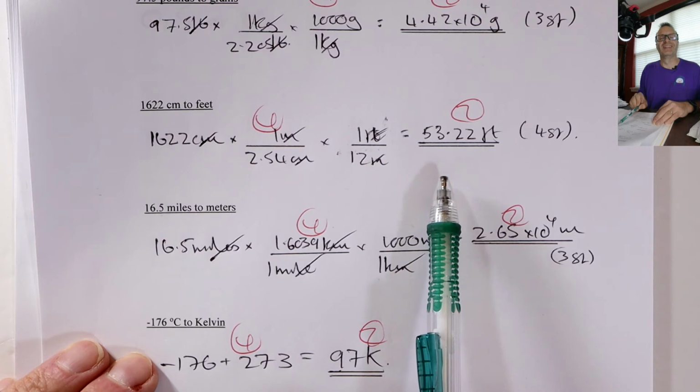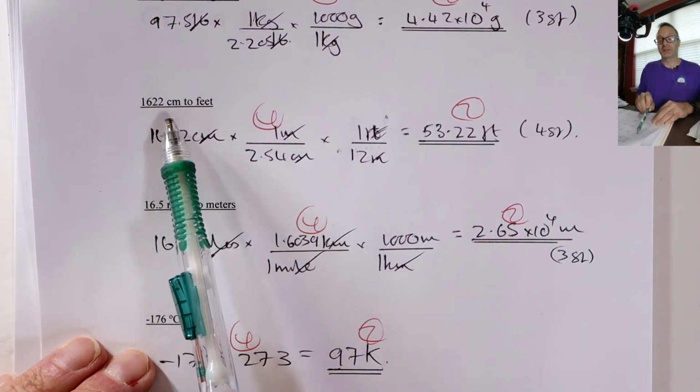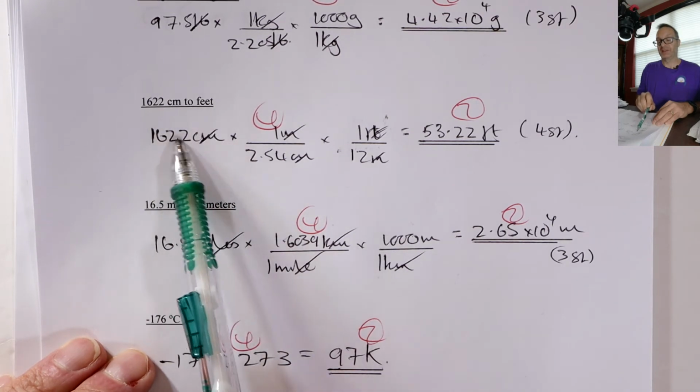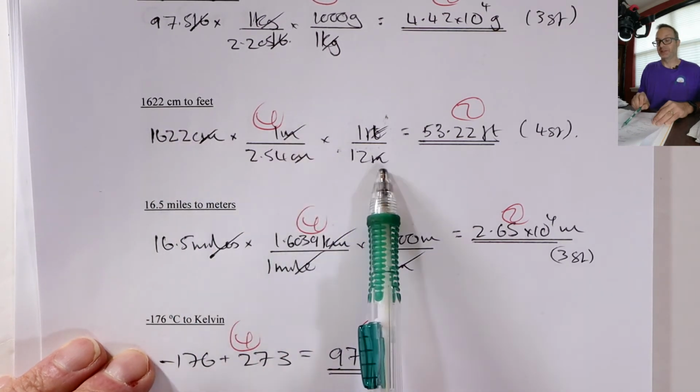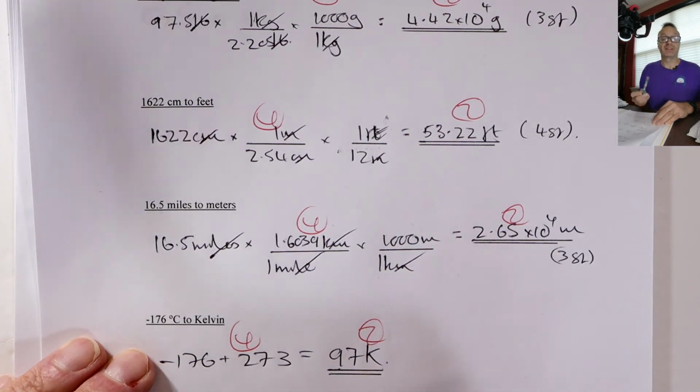I think I had a problem with my voice activated camera. I'll start this one again. So 622 centimeters to feet, centimeters to inches, inches to feet, 53.22. All right, I'll do the other test in a second.